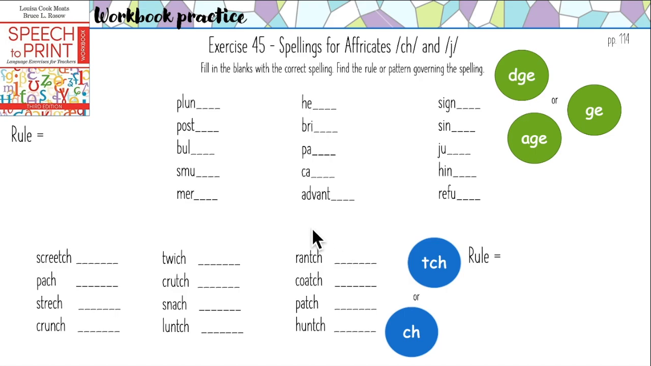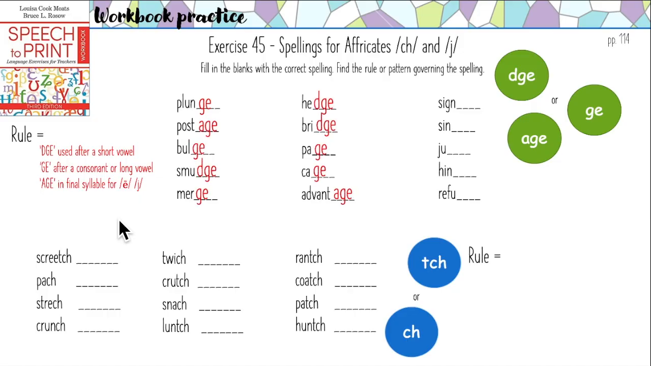Okay, welcome back. I know there's a lot of workbook practice on this one. So the rule that shows up is DGE is used after a short vowel. GE comes after a consonant or a long vowel. And AGE is a final syllable. So we've got a morpheme. We've got a phoneme constraint here where it's going to be after a consonant or a long vowel, and then we have a protector thing happening. So you should have ended up with these endings. Again, that's a morpheme. That's a morpheme. That's a morpheme. So it's going to have a different rule on that. It's going to have two sounds.